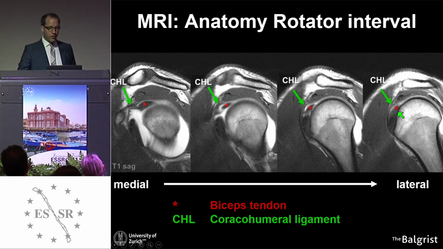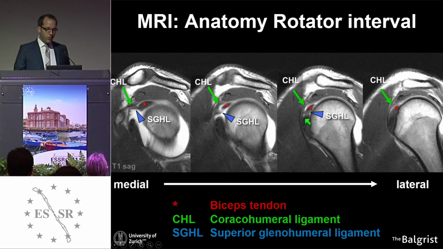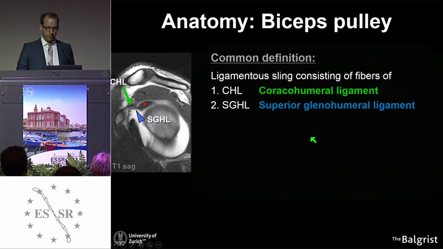The next structure is the coracohumeral ligament, here marked in green. It starts at the base of the coracoid process, and it moves further laterally and changes shape and signal intensity. And finally, we have the superior glenohumeral ligament marked here in blue, and these two structures together make this sling that stabilizes the biceps tendon.